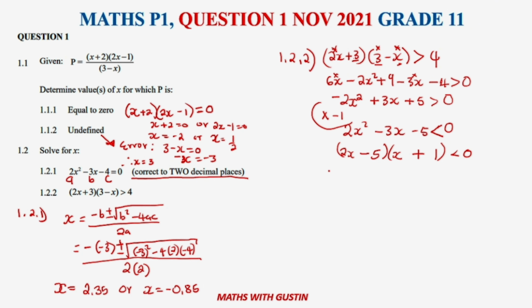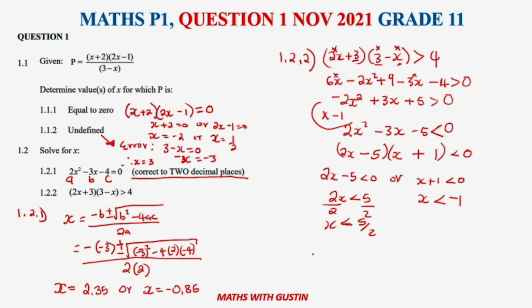Okay, and then once you solve this further, you are gonna have 2x minus 5 less than 0, or x plus 1 less than 0. Okay, then we're gonna take 5 to that side. We're gonna have 2x less than 5, and then divided by 2, divided by 2. x is therefore less than 5 over 2. Okay, or x is going to be less than negative 1. And that's how you would deal with this question of inequality.